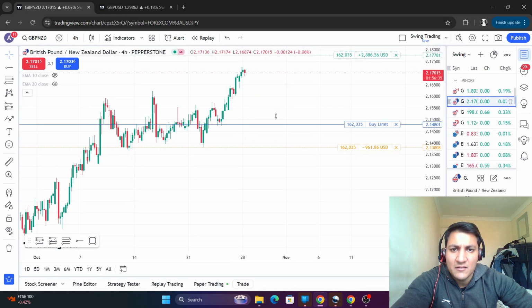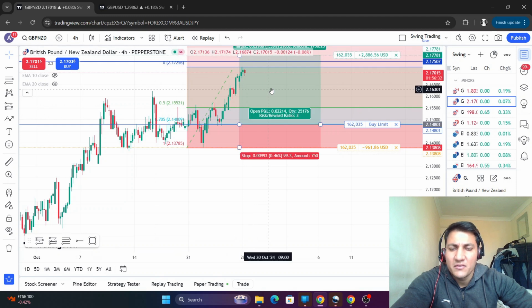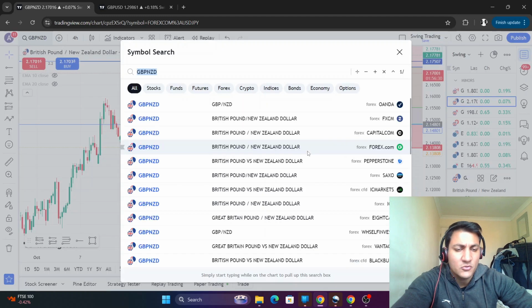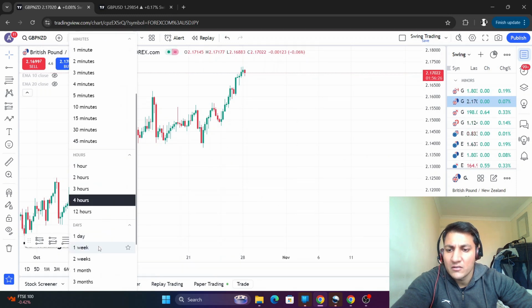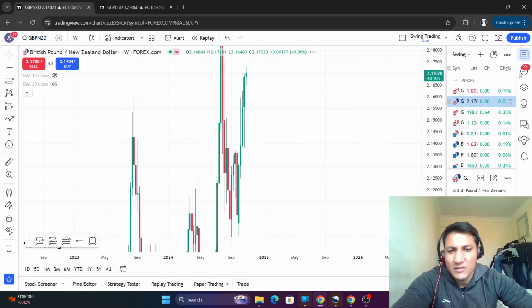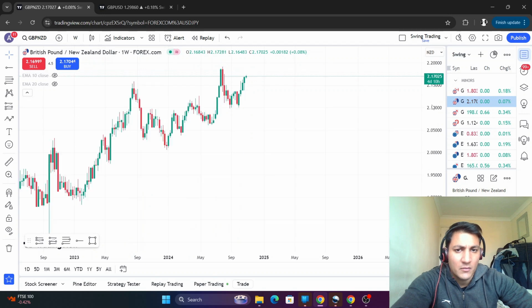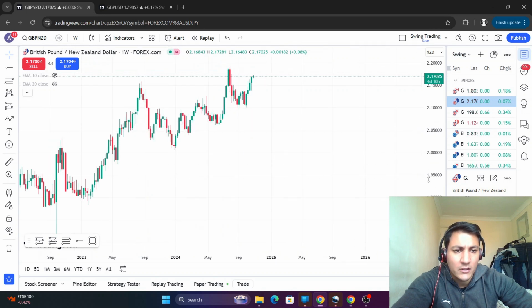And yeah, let me just scan through a few pairs here. I think GBP NZD. Right, so here's another one very similar to AUD. I'm just going to walk you through the analysis again. So the first thing you want to do is get on the weekly, I would say, or daily. It doesn't really matter. Let's make this a bit bigger.